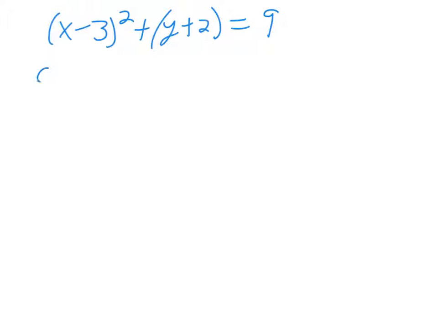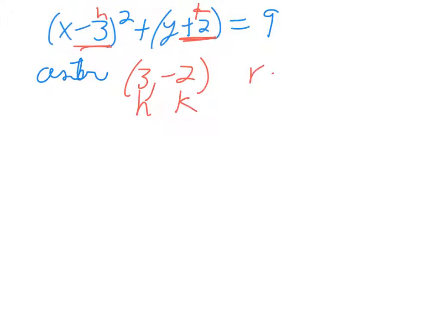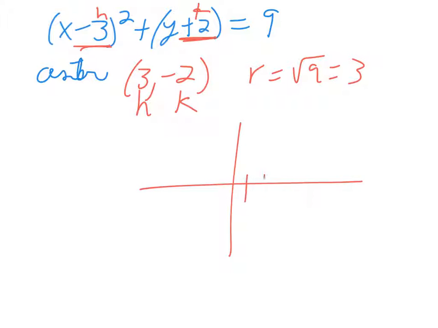So we're going to find our center. And it's always going to be the opposite of what this is. So that's a negative 3, so we're going to write 3. That is a positive 2, so it's going to be negative 2. That's our h, that's our k. So that's h and k, and our radius is going to be the square root of 9, which is 3.